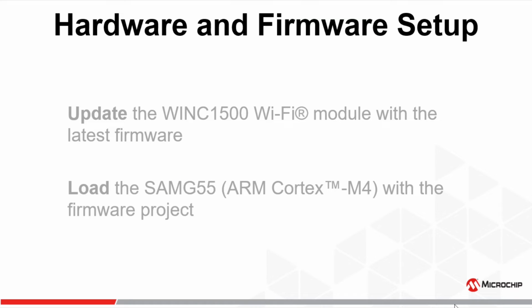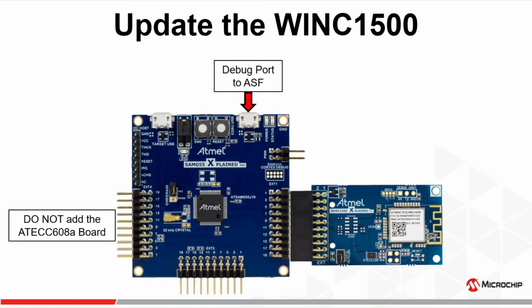So now we're going to set up both the hardware and the firmware. We'll first update the WINC 1500 Wi-Fi with the latest firmware and we'll load the SAMG55, which is a Cortex M4, with the firmware project. So for the hardware, you will plug the WINC 1500 on the EXT1 port right here. And do not plug yet the ATECC608 board. You will have a conflict of I2C address, which we are going to address as we program things. Plug the debug port and you're ready to go.